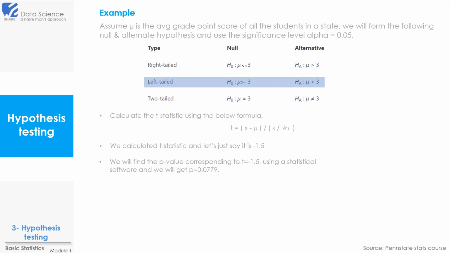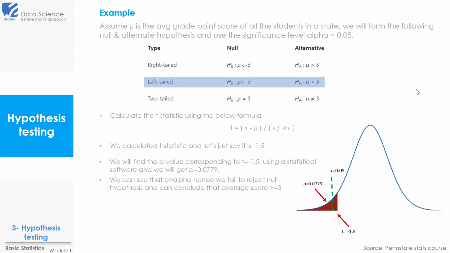Now we will find the P value using T value that we have calculated along with the degree of freedom, that is 14. We will give this value to any online calculator and we'll get the P value as 0.0779. We can see here that our P value is greater than alpha, hence we fail to reject the null hypothesis. So we can conclude that our average score is greater than or equal to 3.